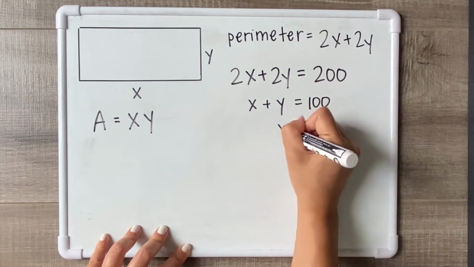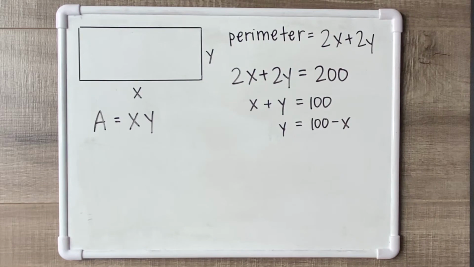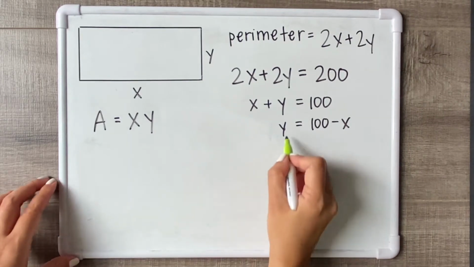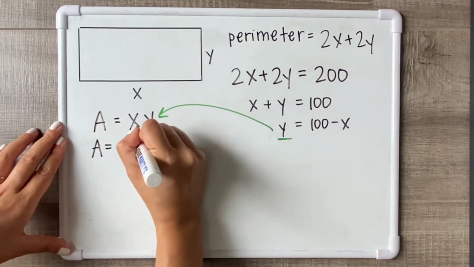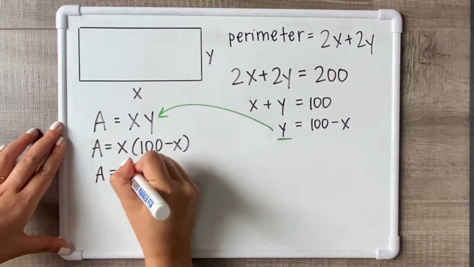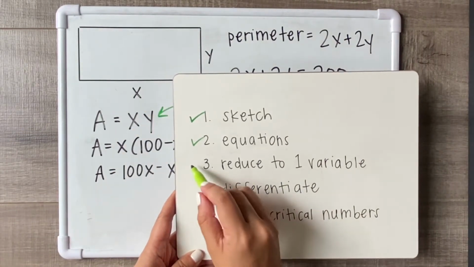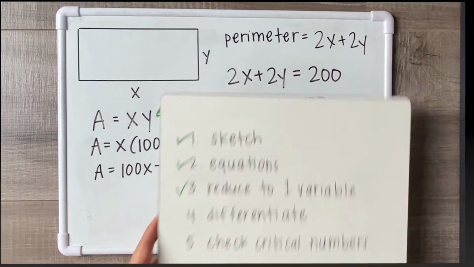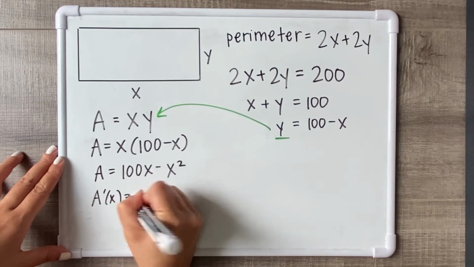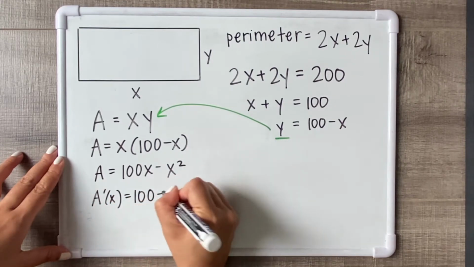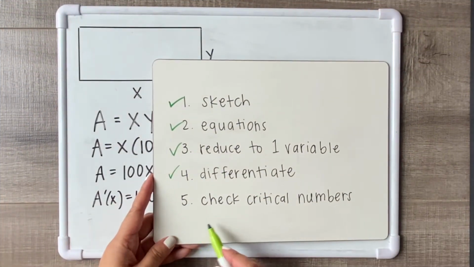And I know that I want to plug my variable into the area equation because that's what I want to maximize, and that's what I'm going to eventually differentiate. So let me plug the y into the area equation. Now I've gotten it down to one variable, so I can check this off, and next step is to differentiate. So now when I differentiate, I get 100 minus 2x. Now I can cross this off, and let's solve and check for the critical numbers.